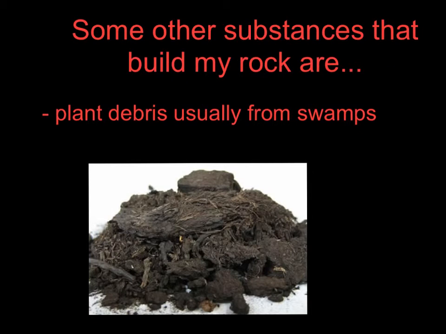Some other substances that build anthracite are plant debris, and that usually comes from swamps. This picture shows peat, which is basically dirt and dead animals and rotting leaves and all that stuff mixed together.